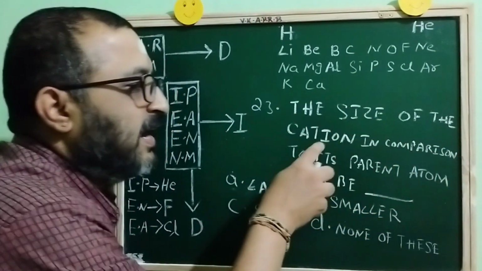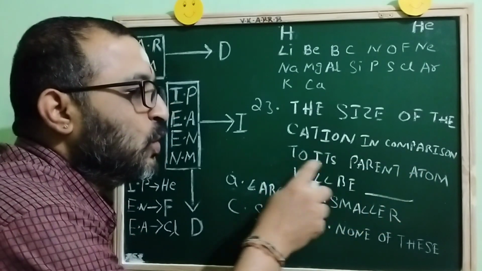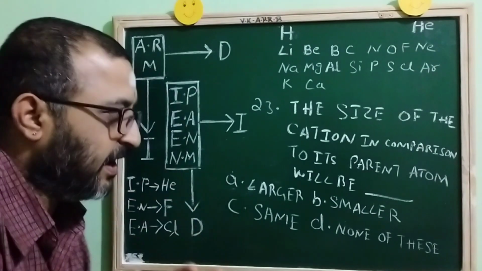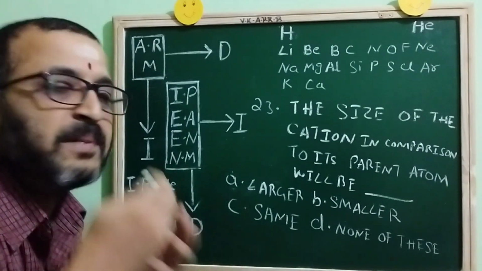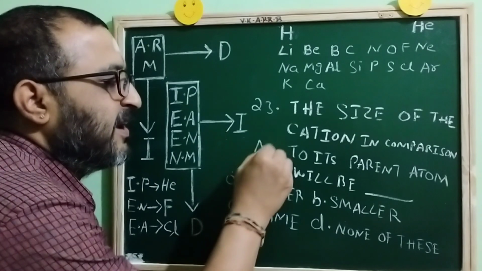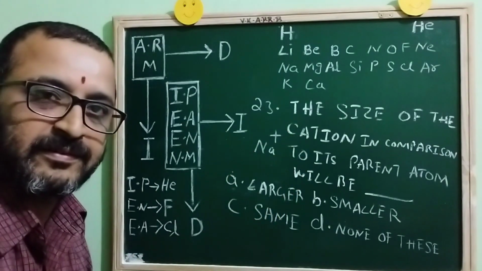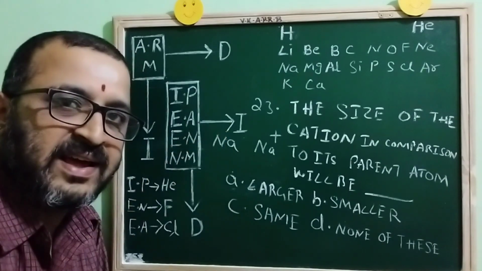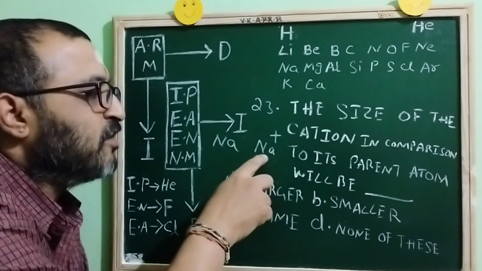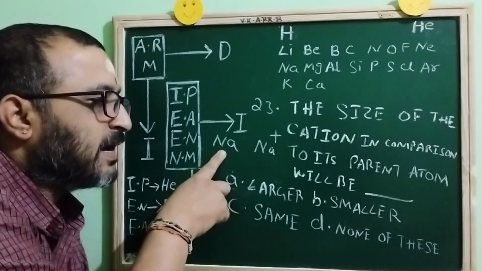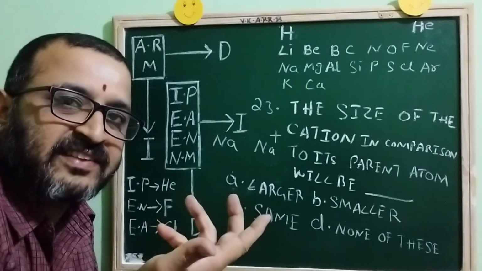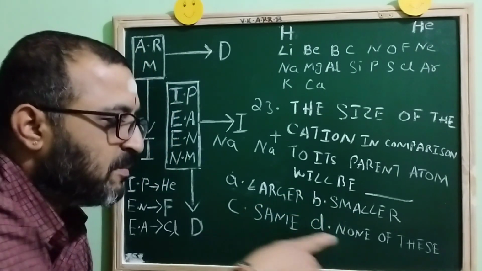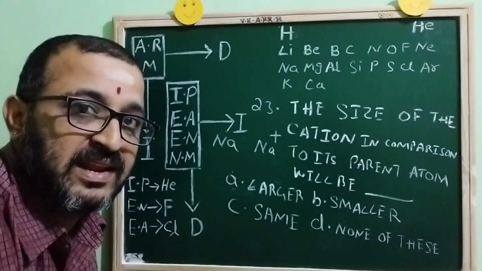The size of the cation in comparison to its parent atom will be dash. What is the meaning of a parent atom? For example, if I consider a cation Na+, who is the parent for this one? Na. The question is asking that when you compare the size of the cation with its parent atom, what is its size? Whether it is larger or smaller or same, none of this. That's what we have to tell in this question.